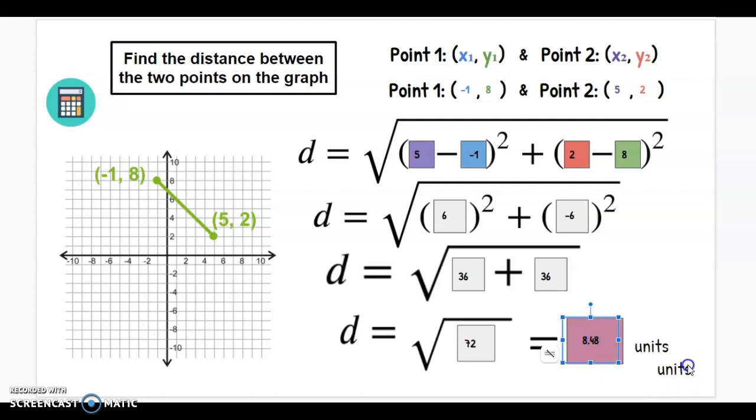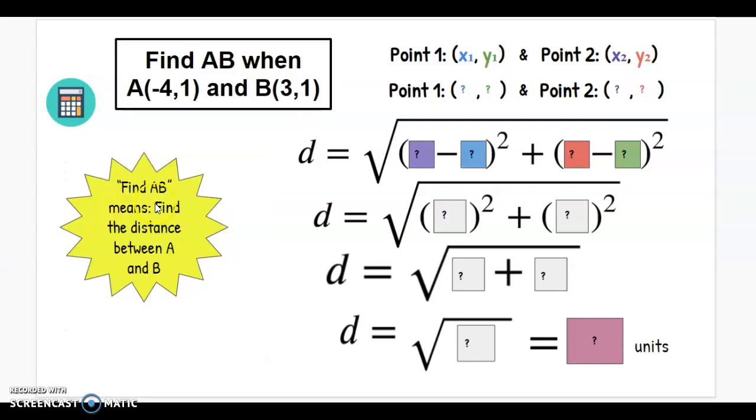I made a mistake and forgot to take away the units. So, units. It's just one, but I accidentally copied and pasted it twice. So the distance between this point, negative 1 and positive 8, and 5, comma 2, is 8.48. And that is how you do all the rest of these problems.